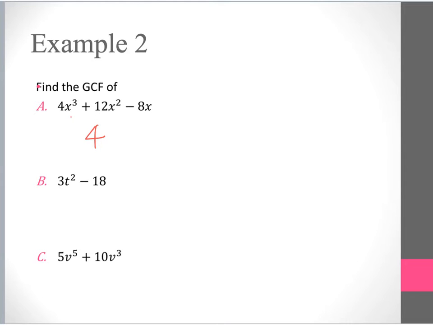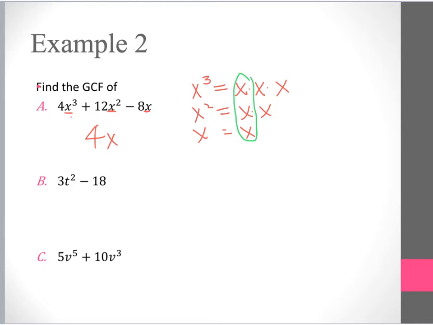Then we have to look at the x terms. Because I have an x cubed, an x squared, and an x, the greatest common factor that will go into all three of these is going to be just the letter x. Because x cubed is really x times x times x, x squared is really x times x, and x is, well, just x. So you can see here that all three of these have at least an x in them. That's what makes that the greatest common factor for the variable term.